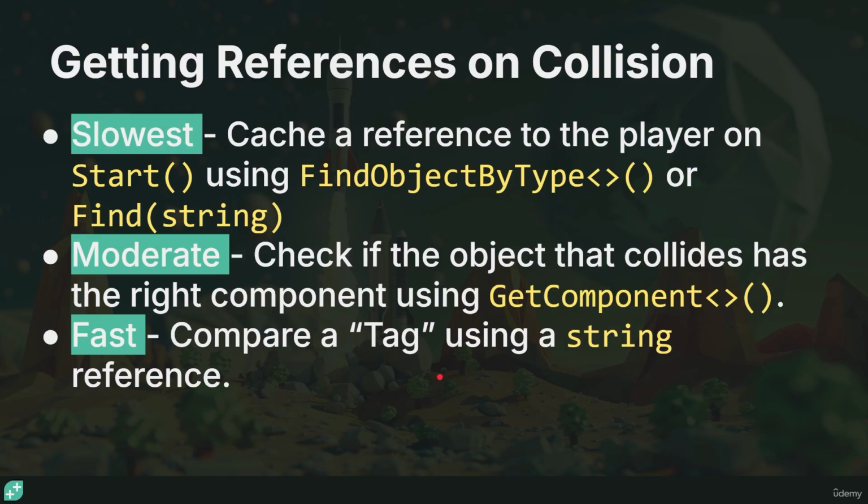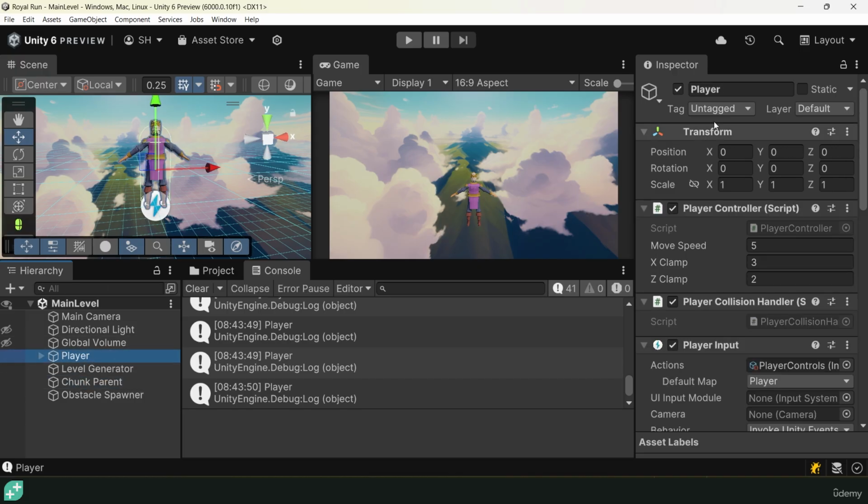It says, hey, is the object that collided with this specific string? Well, if it is, then we can execute some logic. Let's set this up using tags so you can see some of the pros and cons for yourself. Let's go ahead and click our player game object. Over here in the very top right, we can actually use one of these pre-created tags.